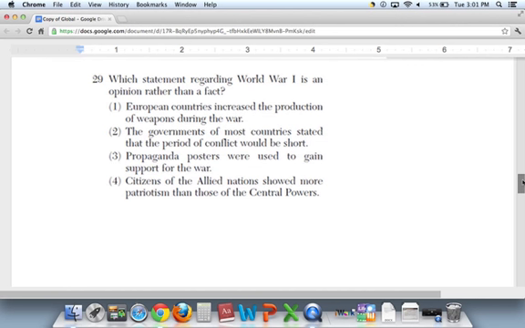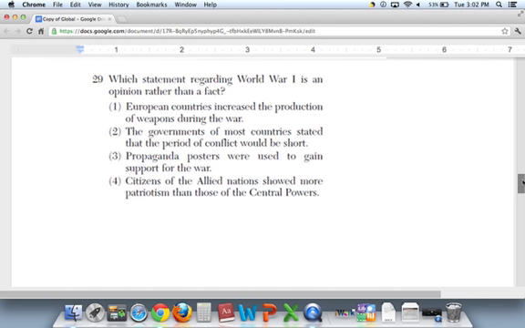Okay, so if you think about it, let's go through this. So which one is an opinion rather than a fact? So number 1, European countries increased the production of weapons during the war. That can be proven, so that makes it a fact. So number 1 is out. So number 2, the governments of most countries stated that the period of conflict would be short. That was a fact because a lot of people said that. And then number 3, propaganda posters were used to gain support for the war. If you think about it, propaganda posters are still used to gain support. And even till now and back then, it was a big deal, especially during the wartime. And so 1, 2, and 3 are out.